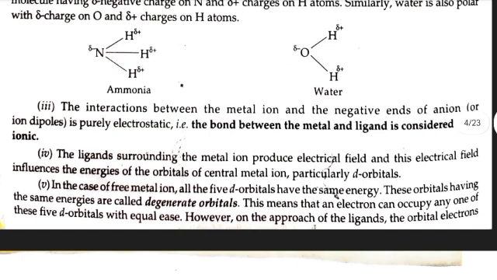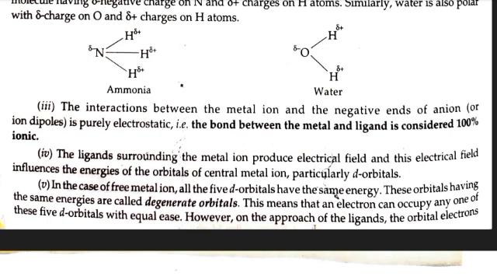Third, the interaction between the metal ion and the negative ends of anions is purely electrostatic. That is, the bond between the metal and the ligand is considered 100% ionic. Fourth, the ligands surrounding the metal ion produce an electrical field, and the electrical field influences the energy of the orbitals of the central metal ion, particularly the d orbitals.